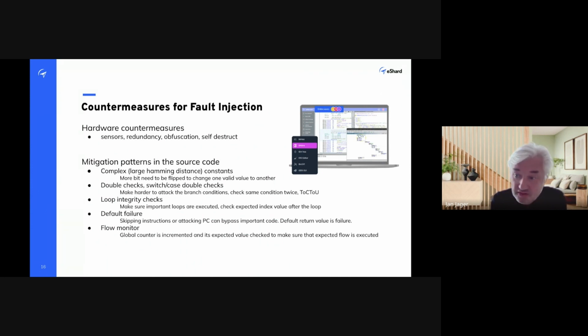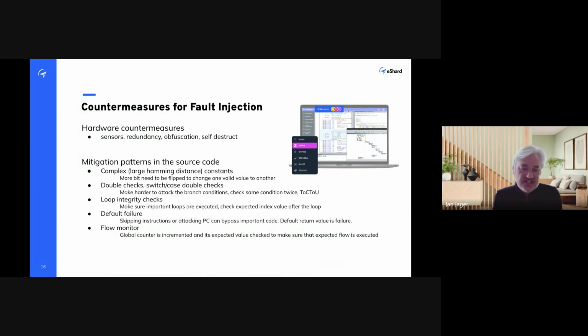So basically, most source code is written in C, so what you can do is have some mitigation patterns in place, like complex large Hamming distance constants. So you need to flip or change a lot of bits to achieve a different behavior. So that's one of the ways. Double checks is another one, where you can make it harder to attack the branch conditions. Check the same conditions twice. TOCTOU, time of check to time of use, is a different approach, and you can use that in the pattern.